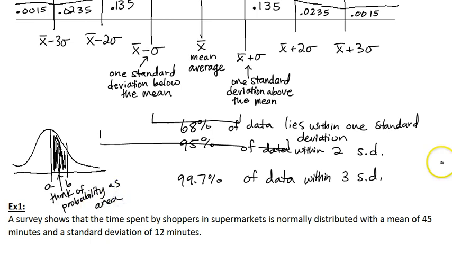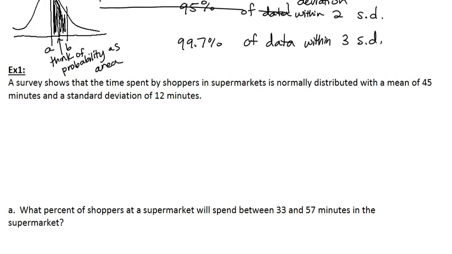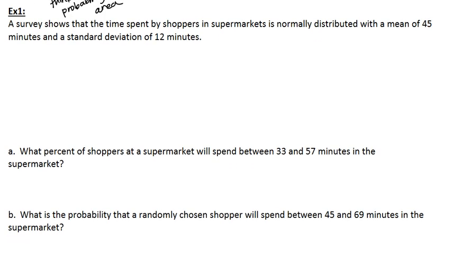All right, pause if needed, and when you're ready, scroll down. I'll show you how we use this. Here's our first example. A survey shows that the time spent by shoppers in supermarkets is normally distributed with a mean of 45 and a standard deviation of 12 minutes.